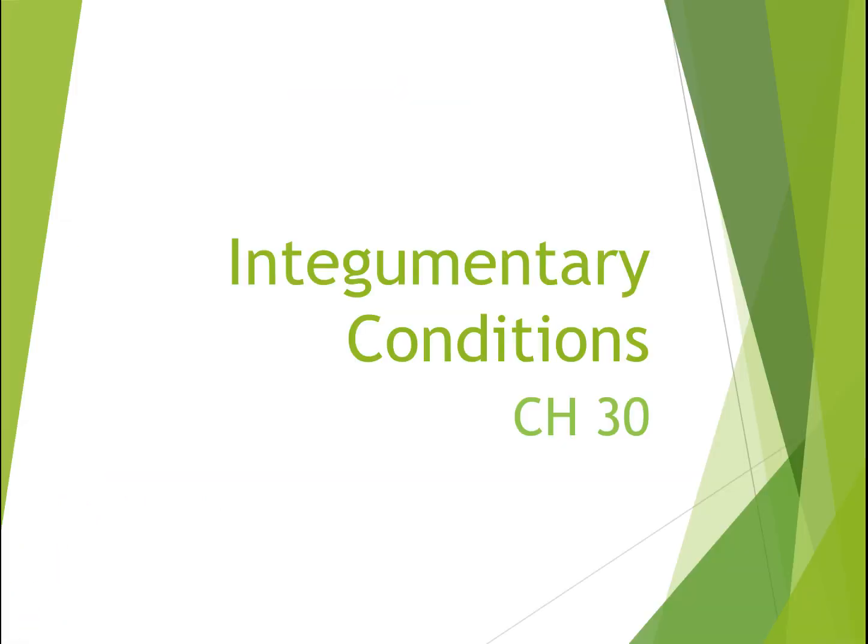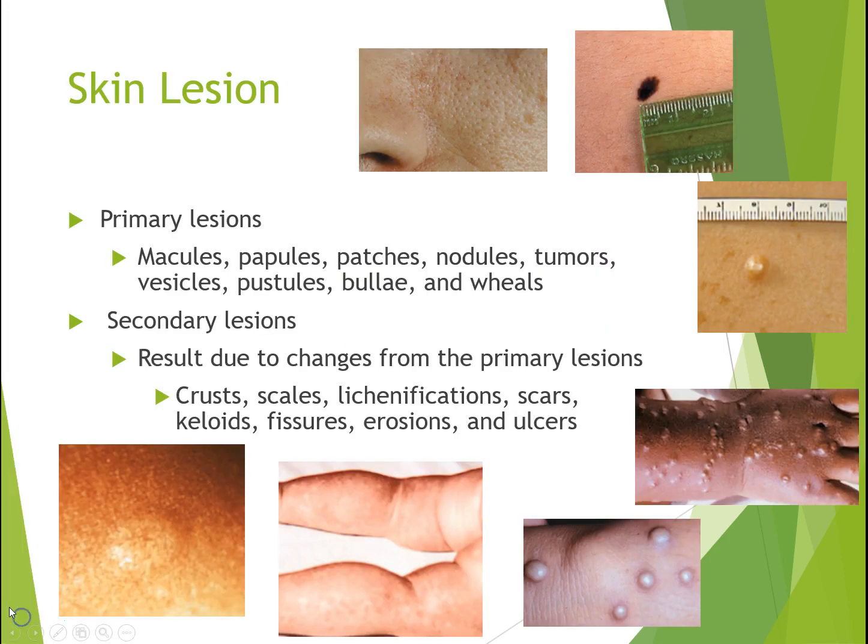Okay, so now I'm going to get into integumentary conditions. Again, I'm going to go over the most common ones that you see with the pediatric population, not every single one that is covered in Chapter 30. It's important for you to understand them and to know them, but I'm basically just going to cover the most common. So this slide here is talking about the different types of lesions that you may see: macules, papules, patches, nodules, tumors, vesicles, pustules, bullae, and wheals.